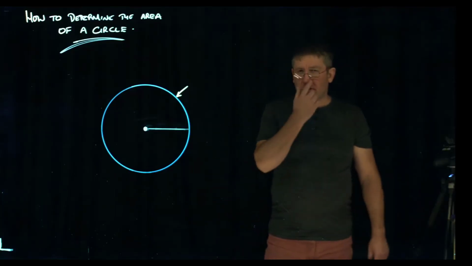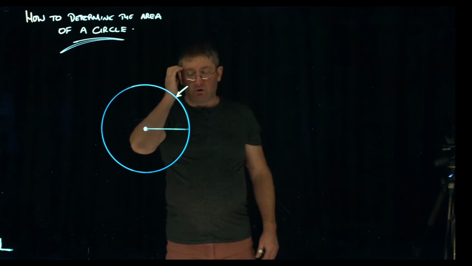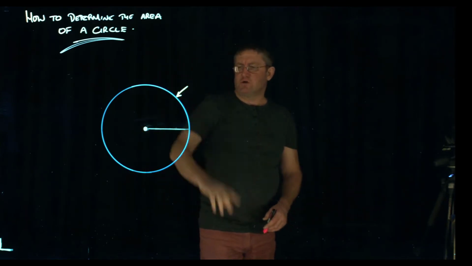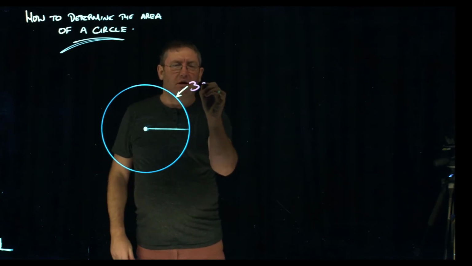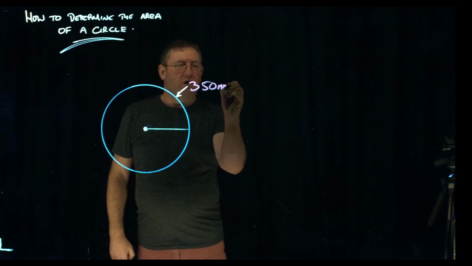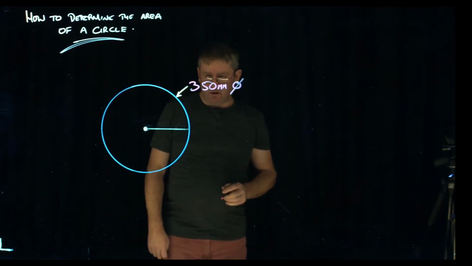Okay, so this video here is on how to determine the area of a circle. I've drawn this circle on the board here. It measures 350 millimeters in diameter, the circle with a slash through it being the sign for diameter.